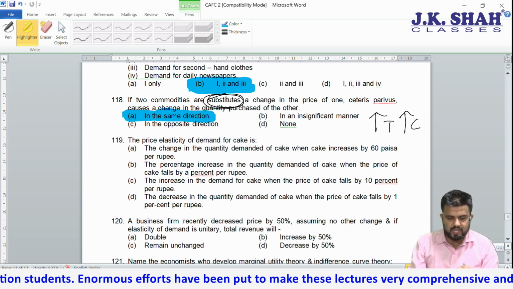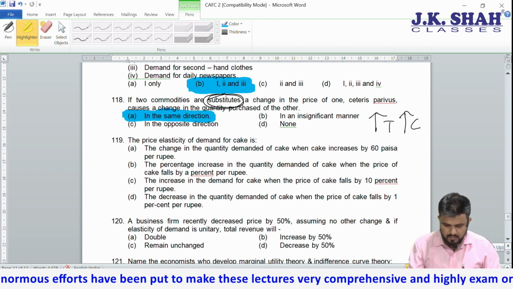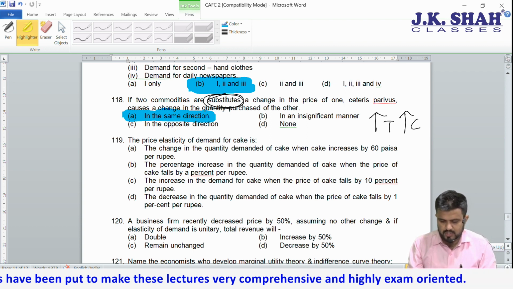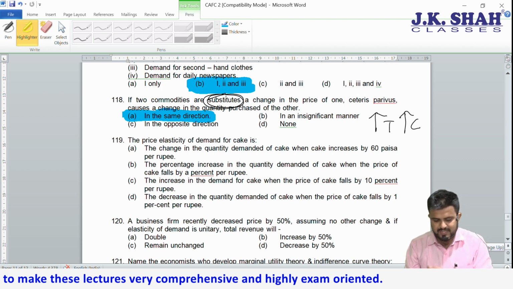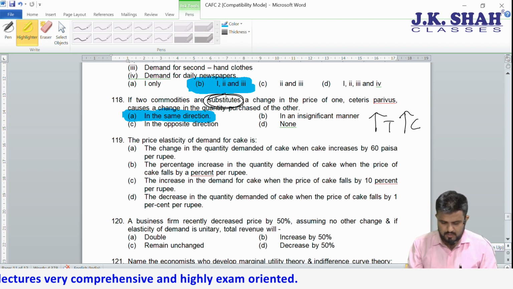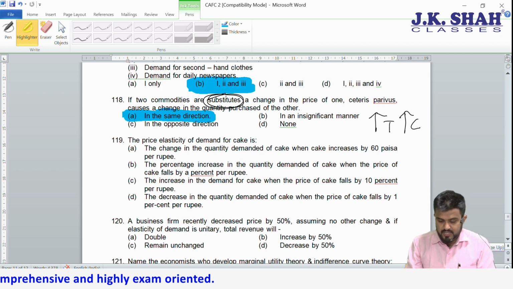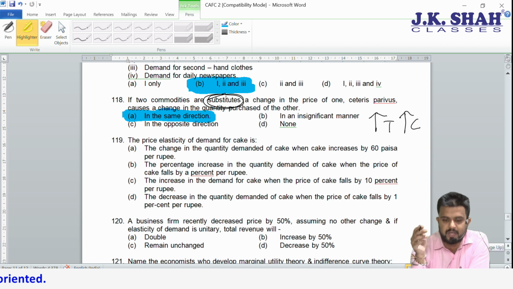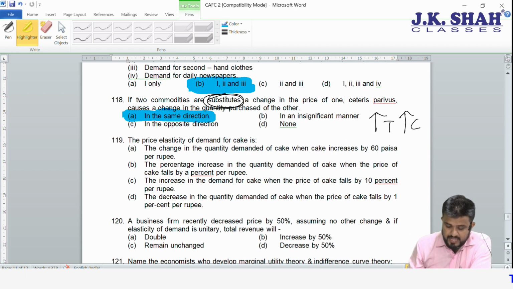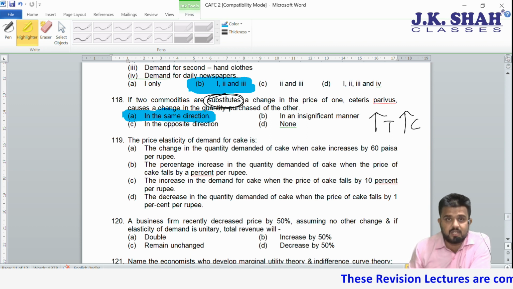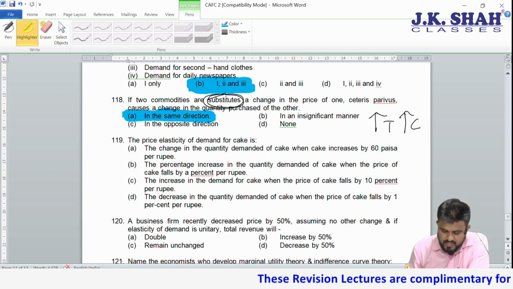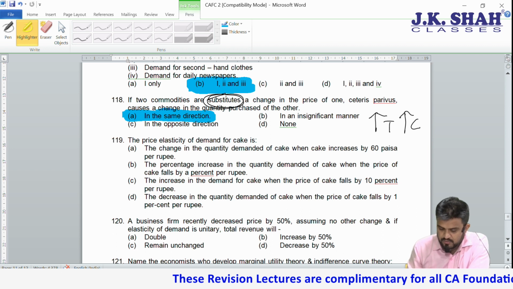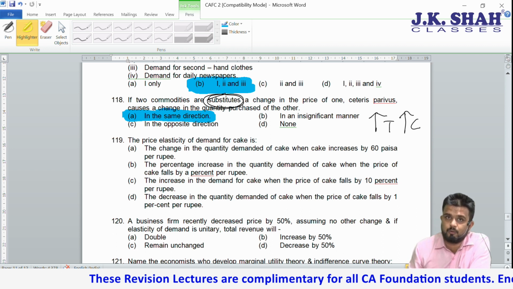The price elasticity of demand for cake is, let's go one by one. The change in the quantity demand of cake when the price of cake increases by 60 paisa per rupee. Percentage increase in the quantity demand of a cake when the price of the cake falls by percent per rupee. Increase in demand for cake when the price of the cake falls by 10% per rupee. Decrease in the quantity demand for cake when the price of the cake falls by 1% per rupee.